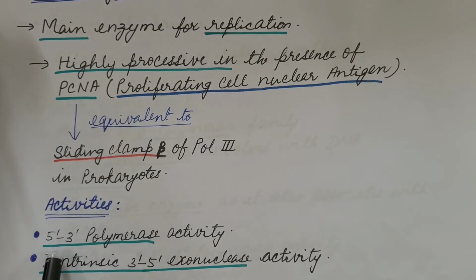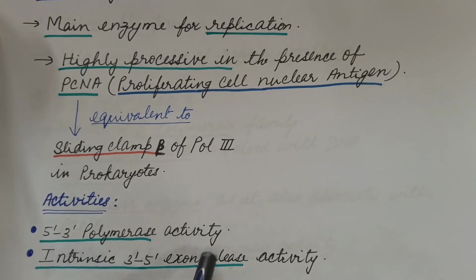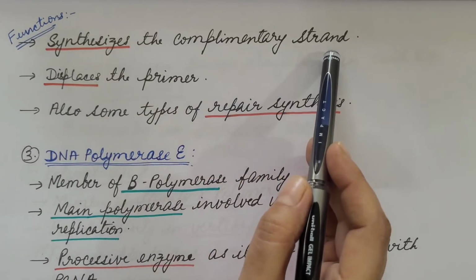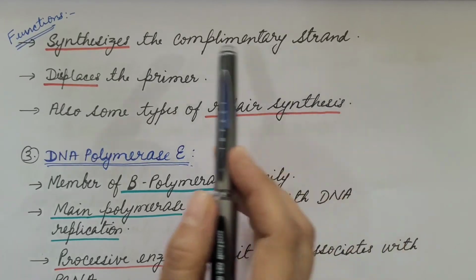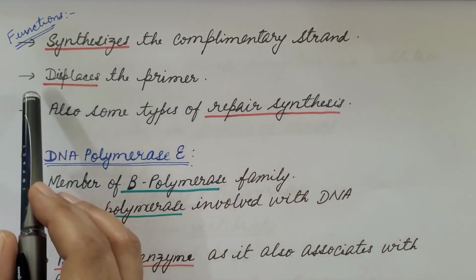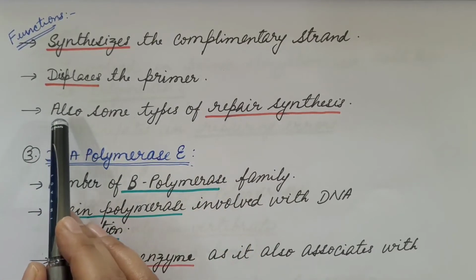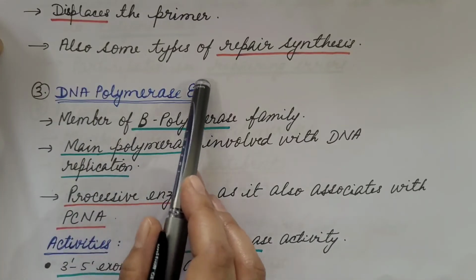The activities that it performs are 5'-3' polymerase activity and intrinsic 3'-5' exonuclease activity, and because of these activities it is the main enzyme for replication, or major replicative enzyme. Now the functions performed by the DNA polymerase delta enzyme. It synthesizes the complementary strand. It uses the parental strand as the template and synthesizes the complementary strand. It displaces the primer, or removes the primer. Also, it is involved in some types of repair synthesis. Now the DNA polymerase epsilon enzyme.